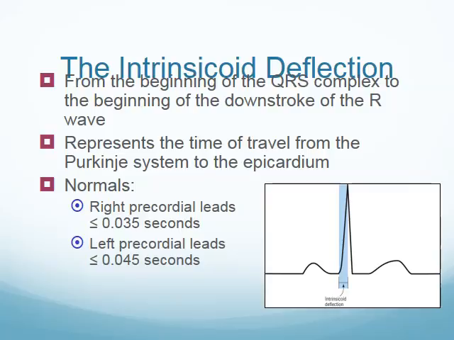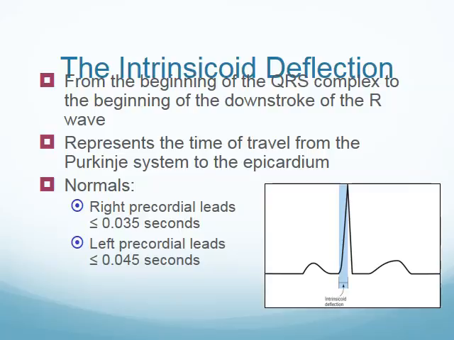The intrinsicoid deflection is the time from the beginning of the QRS complex to the beginning of the downstroke of the R wave. So you see in the picture here, it represents the time of travel from the Purkinje system to the epicardium. So that Purkinje system, it has to travel through the myocardium all the way out to the outer surface of the heart before contraction starts. And contraction starts from the inner myocardium to the outer myocardium. And this is the representation of that depolarization of that tissue.